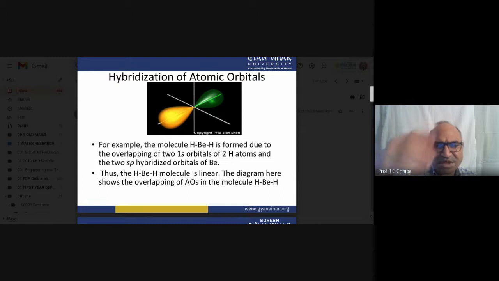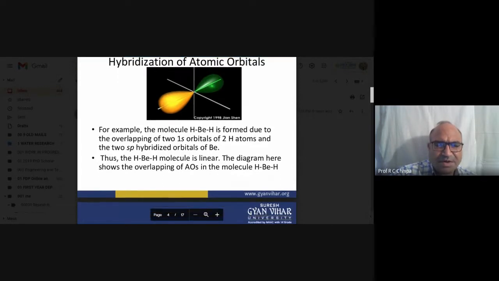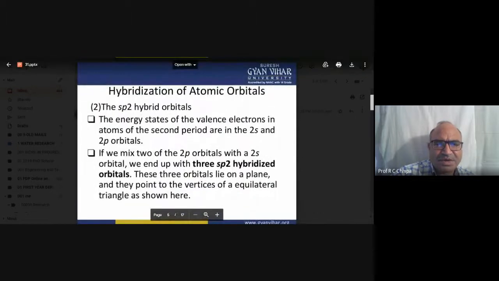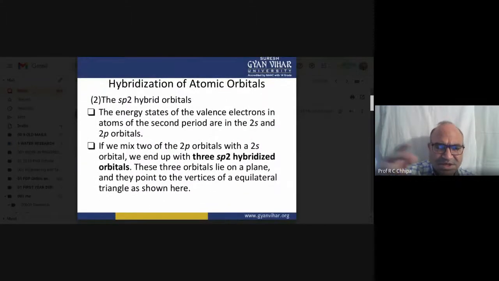So this is how the sp orbital is formed, and this can be explained with a diagram. Now the sp2 hybridization, in the case of a hydrocarbon, that is in ethylene. Ethylene has two carbon atoms and four hydrogen atoms. So how is the bond formed?